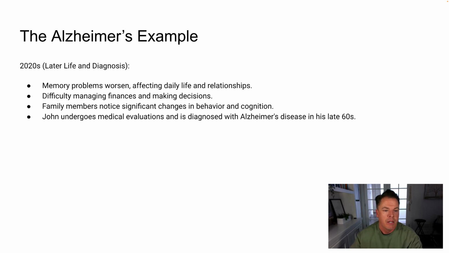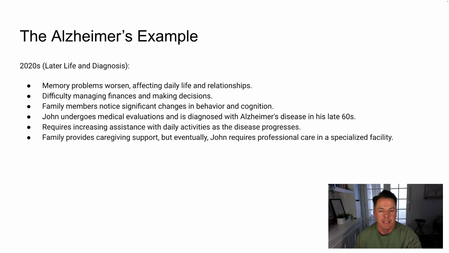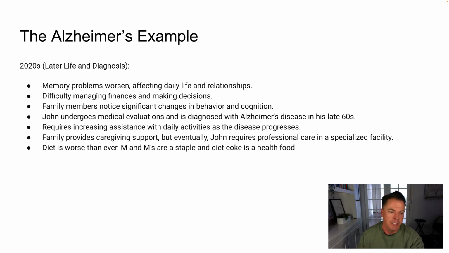He goes under medical evaluations, is diagnosed with Alzheimer's disease in his 60s, and then requires assistance with daily activities as the disease progresses. His family provides caregiver support, but eventually John requires professional care in a specialized facility. So once you get into specialized facilities, your diet's worse than ever. M&Ms are staples. Diet Coke is a health food.